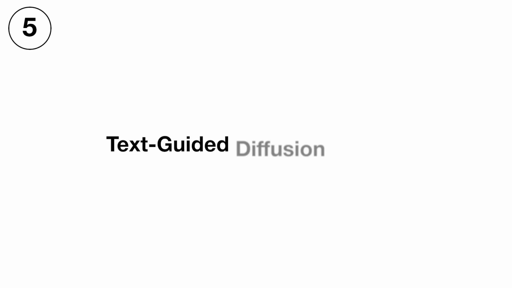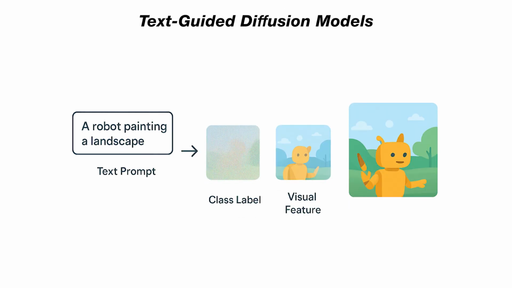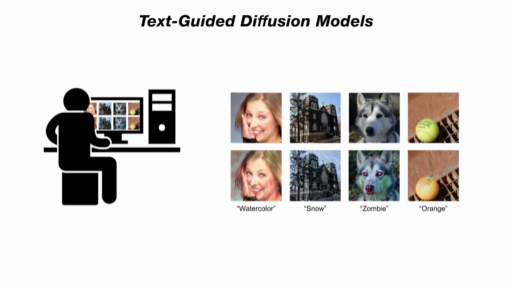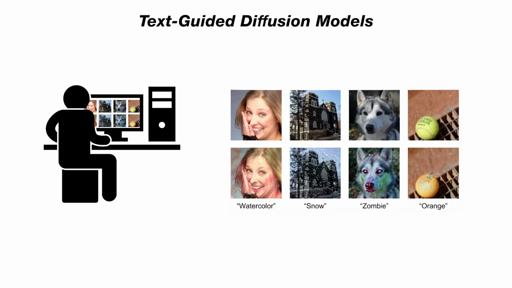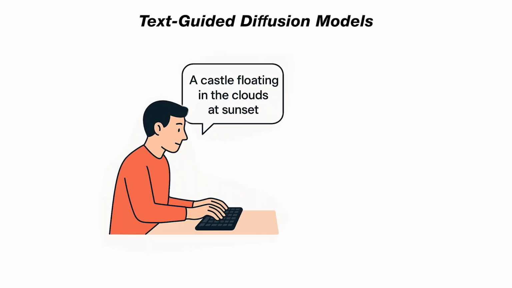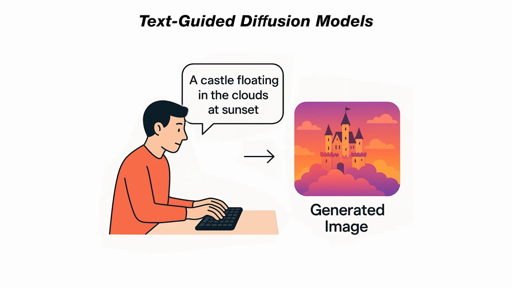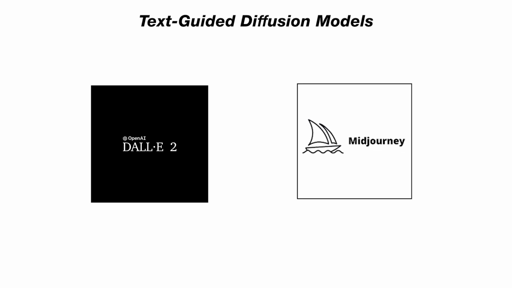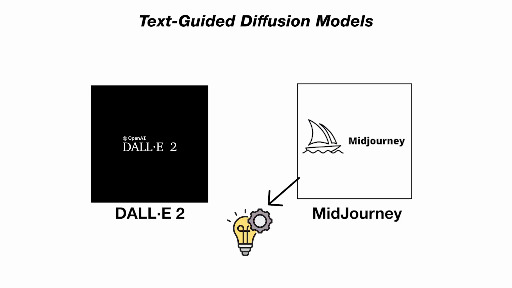That's the breakthrough of text-guided diffusion models. Instead of requiring labels or predefined features, these models listen directly to natural language. You type a sentence, "a castle floating in the clouds at sunset," and the model uses diffusion to translate text into matching images. The most famous examples are DALL-E 2 from OpenAI and Midjourney, which have transformed creative industries.